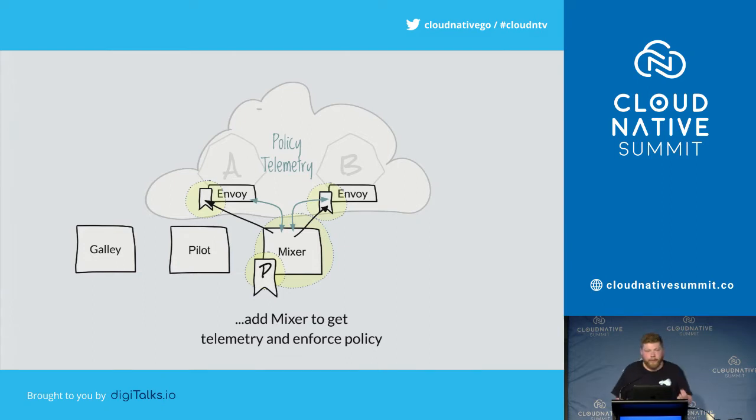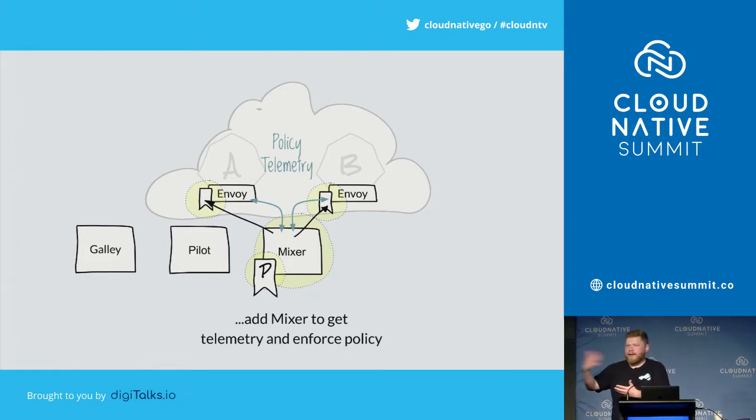Next, we have what's called Mixer. Mixer is a little bit interesting because in some ways it's part of the request path. So Mixer fulfills two primary roles. The first is telemetry generation. So as requests flow between envoys, they gather up data about that request.